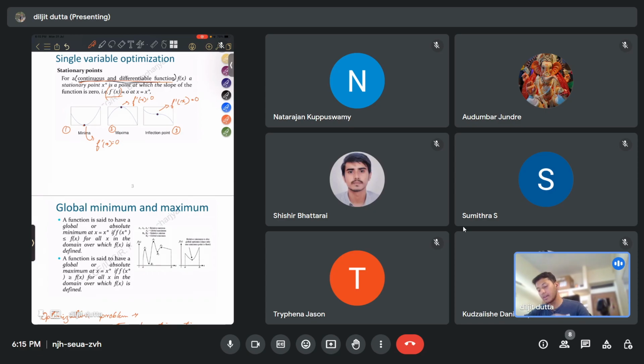Similarly, in case of maxima, the second derivative of the function will be less than 0, that is, the slope will be changing sign. And third is the inflection point, where the second derivative is 0 but the third derivative will be changing sign. We will see the details again.